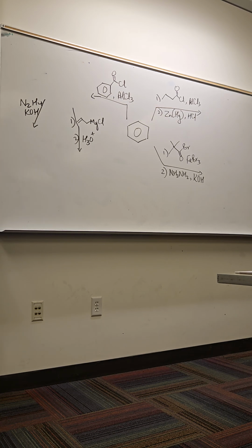Is Clemmensen's only for acylation or also? No, all of these are for reducing the acylated product to alkylated. Oh, reducing, okay. Reduction, C double bond O gets reduced to CH2, okay. All 3 of them, 3 ways of doing that.